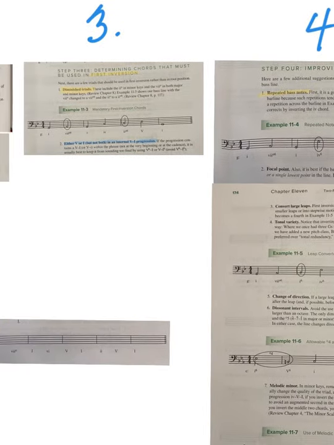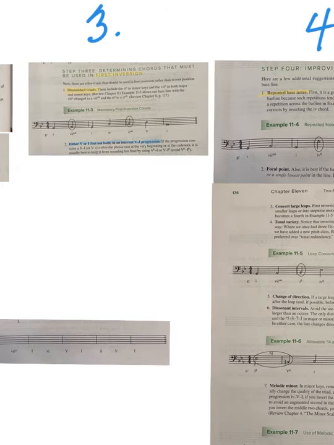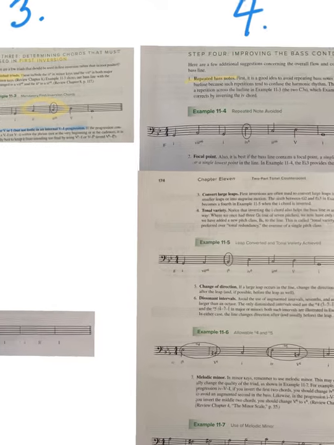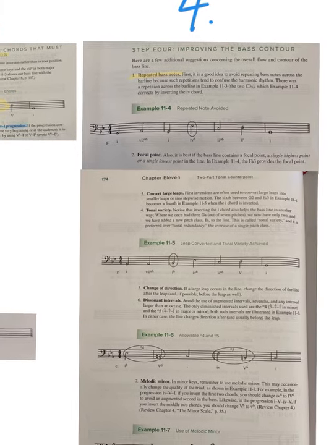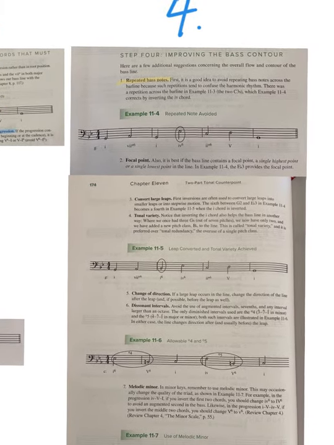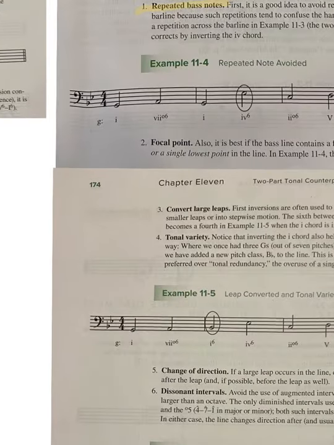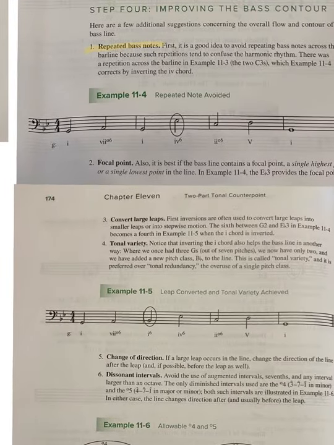So if we zoom back out here for just a second, you'll notice over here we had 2 C's that were repeated, but there's a bar line in there. So instead, what they've done here in this example is they've taken that 4 chord, and instead of it being in root position, they've put it into first inversion as a 4-6 right here.